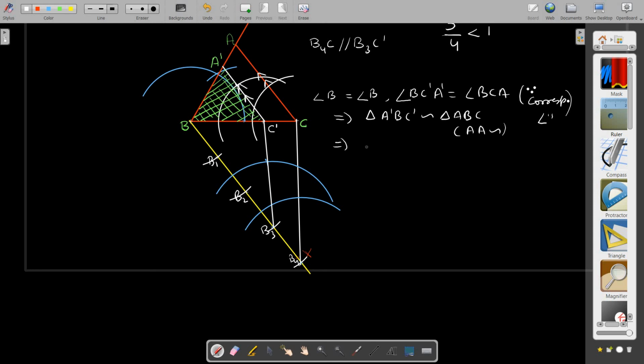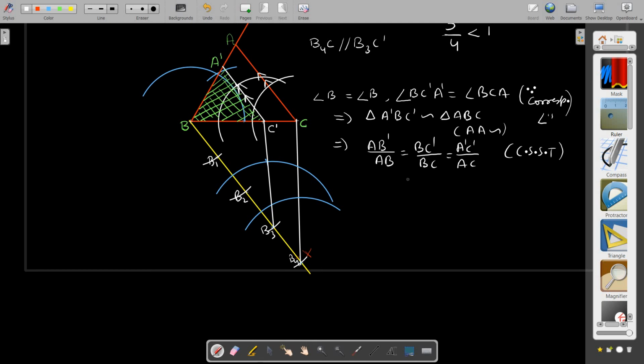As a result, we can write a side of the constructed triangle, that is A prime B by AB, is equal to BC prime by BC, which is in turn equal to A prime C prime by AC. This is because corresponding sides of similar triangles are proportional.